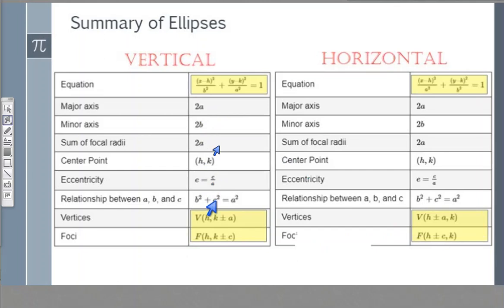And later on, we're going to be working with this formula right here, but it's not going to look like this. We're going to be subtracting c from both sides. So that's how we're going to determine what the value of b is.